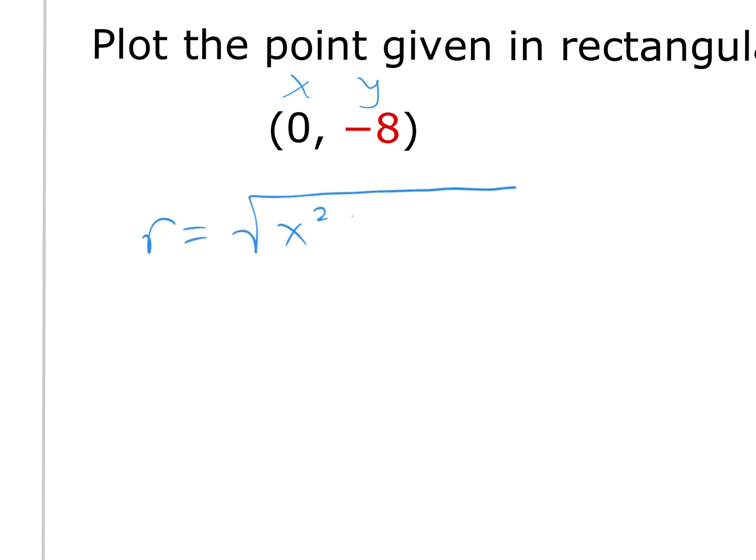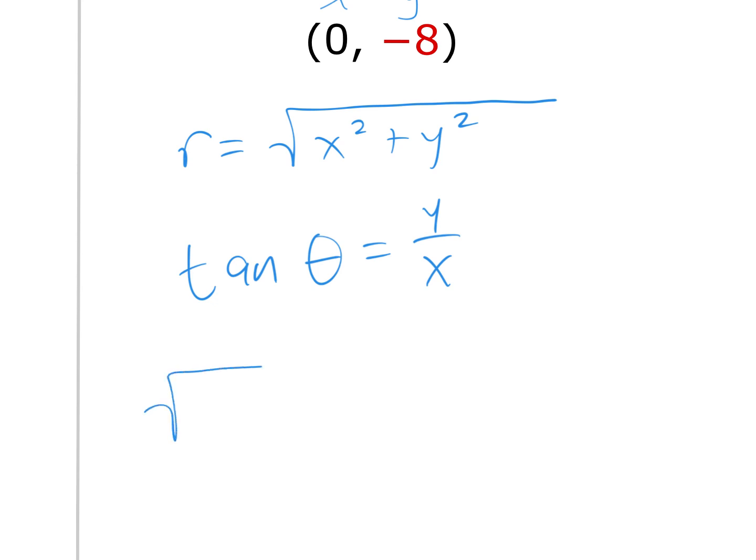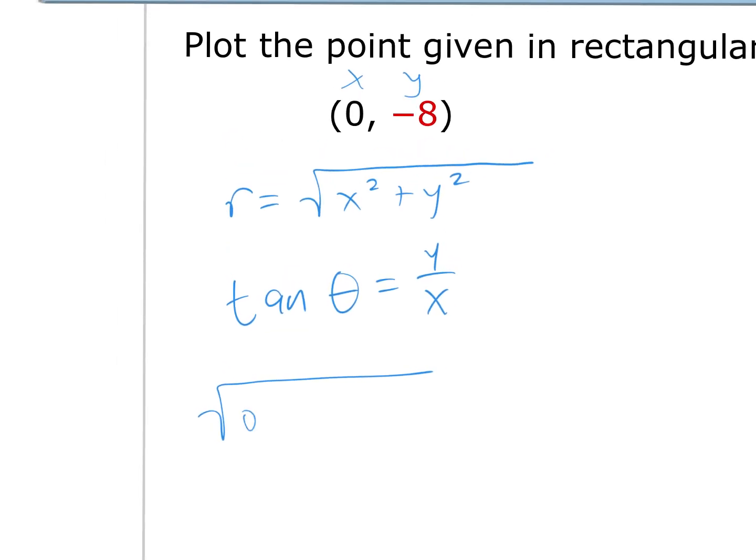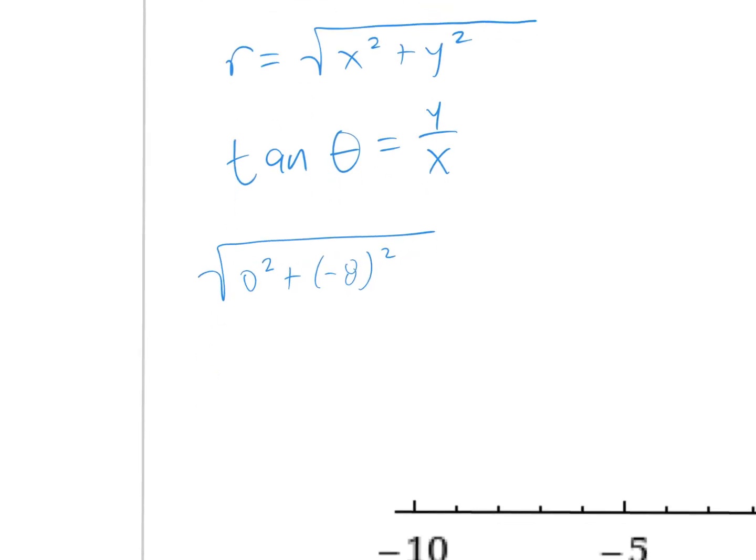X squared plus Y squared, the square root of X squared plus Y squared. And then we also know the tangent of theta, because tangent is what over what? Y over X. This one requires a tad bit more thinking, but the first thing you should always find is the R value. It's the easiest. So I'm going to say 0 squared plus -8 squared. I get 0 plus 64, yeah? Then I have the square root of 64, which equals what? 8. So your R value is 8.